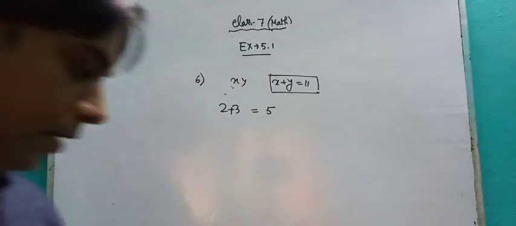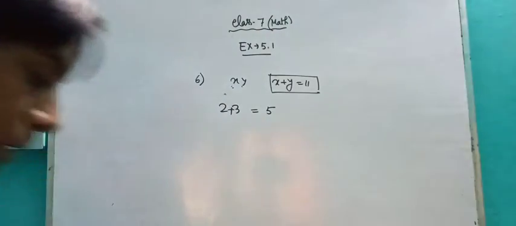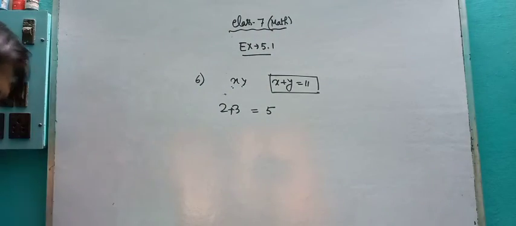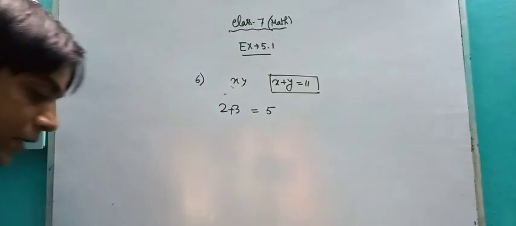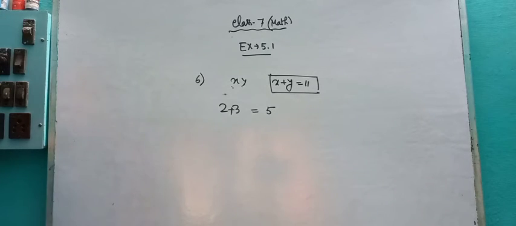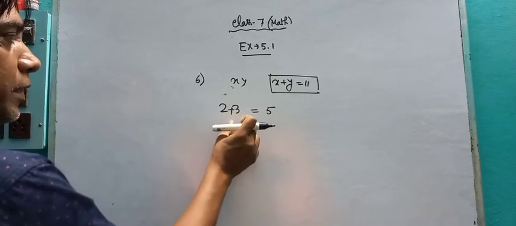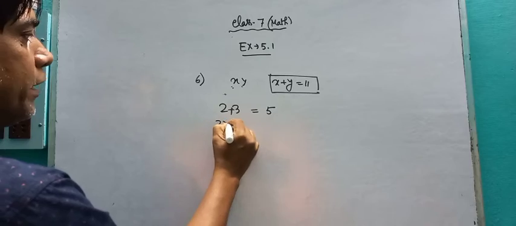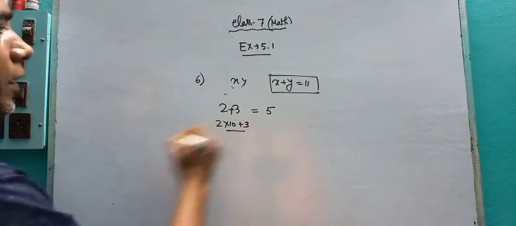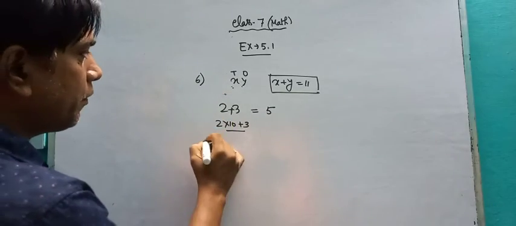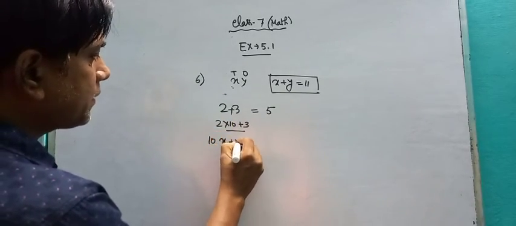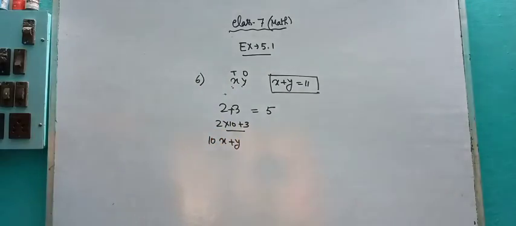Okay. The sum of the digits of the two-digit number is 11. If the number obtained by reversing the digits is 9 less than the original number, find the number. Now the question asks, what is the number? Suppose 23. 23 means 2 into 10 plus 3. Clear? So the original figure will be 10x plus y. Clear? 10x plus y, this figure will come from there.